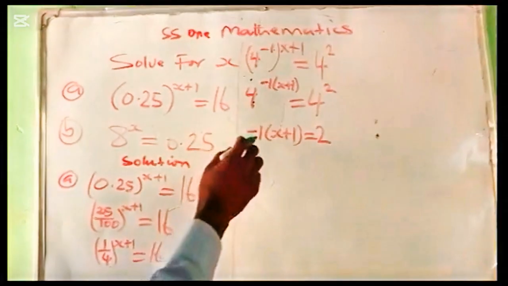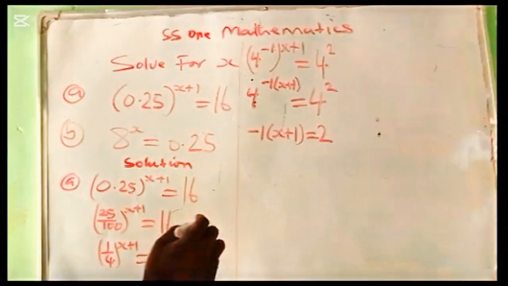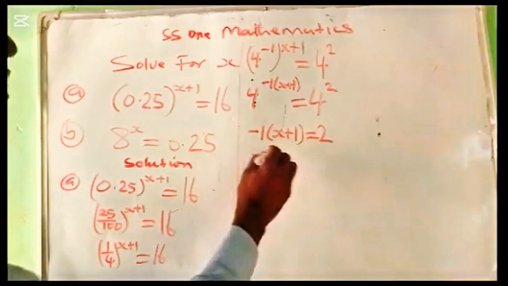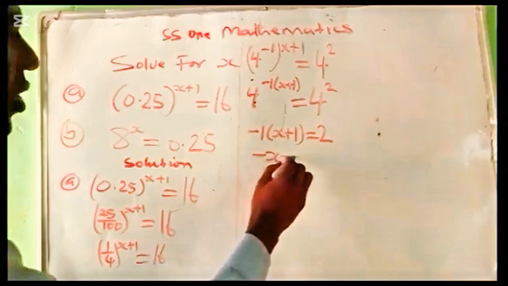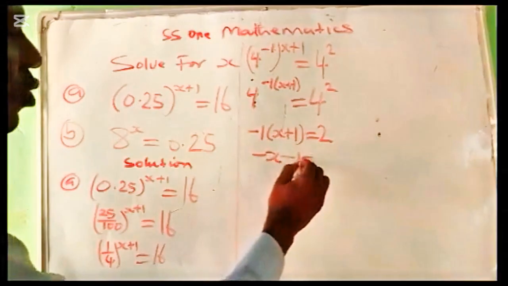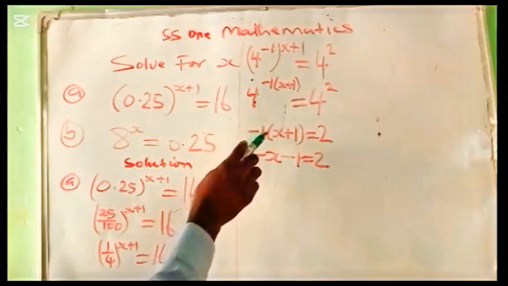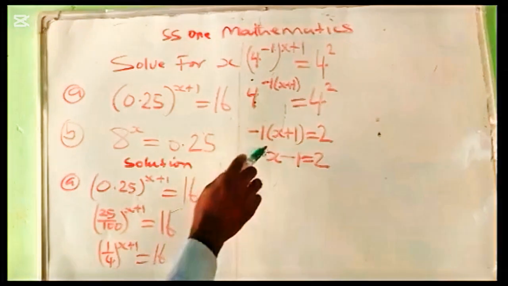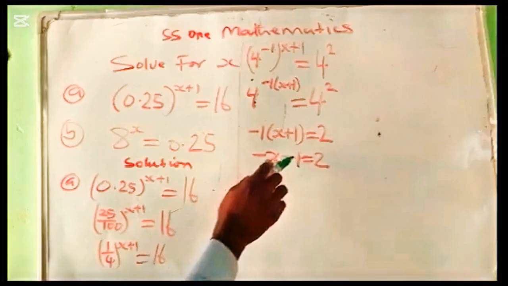So let's remove the bracket. Minus 1 multiplied by x, we are going to have minus x. Minus 1 multiplied by plus 1, we are going to have minus 1, equals 2. Because you have to use this minus 1 to multiply all through. First, you multiply by x, we have minus x. Second, you multiply minus 1 by plus 1, you get minus 1.